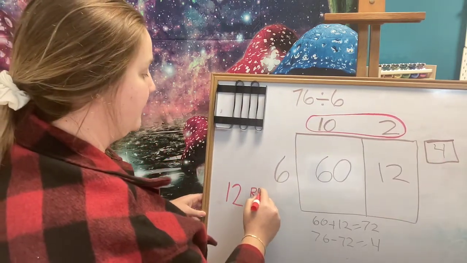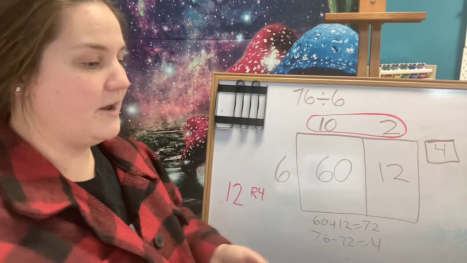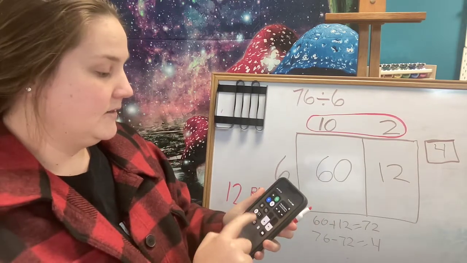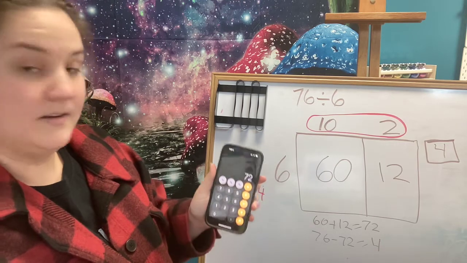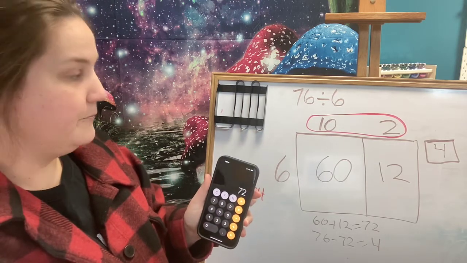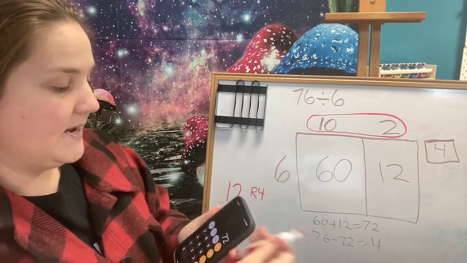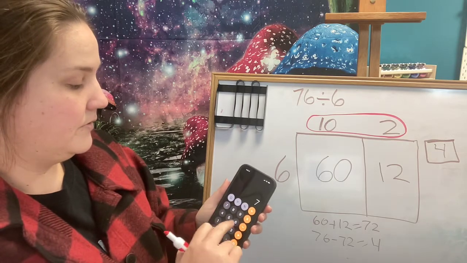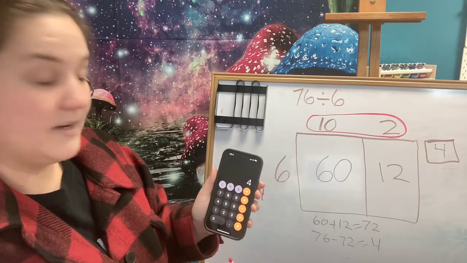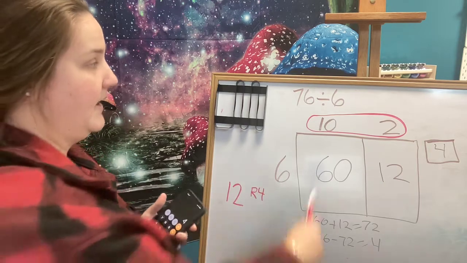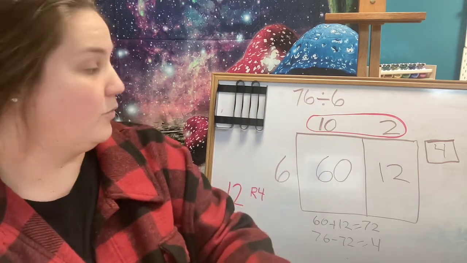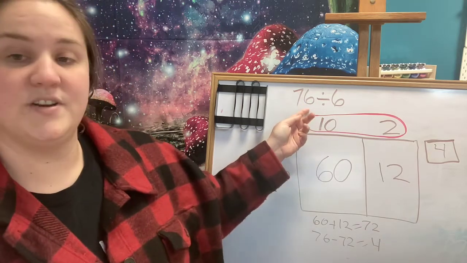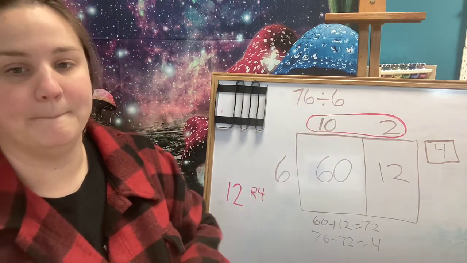4. And you can check yourself. Just punch it in your calculator really quick. Do 12 times 6. That's equal to 72. Okay, so we were right. And 72 with a remainder of 4. Okay, I just did 76 minus 72. Okay, so we're 4 away from getting that 76, so we have a remainder.